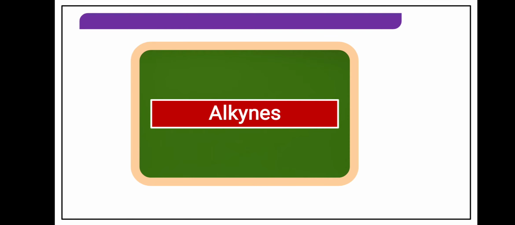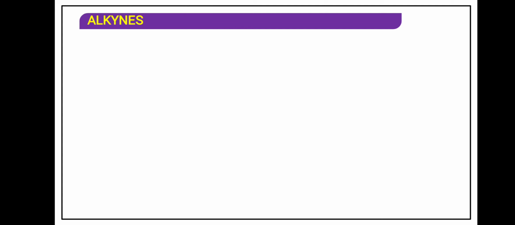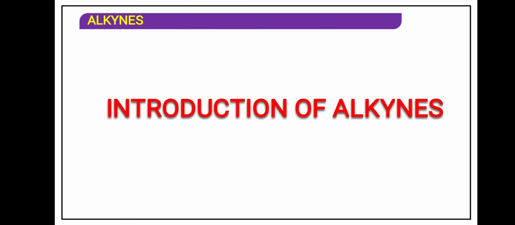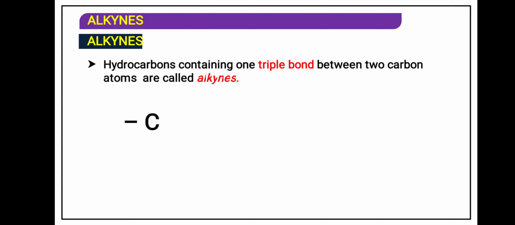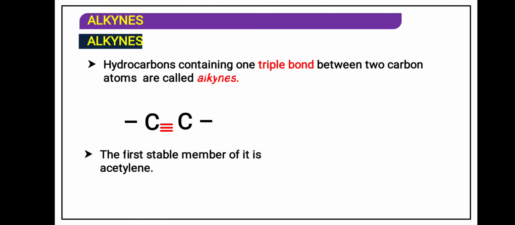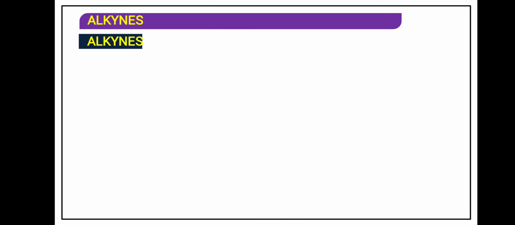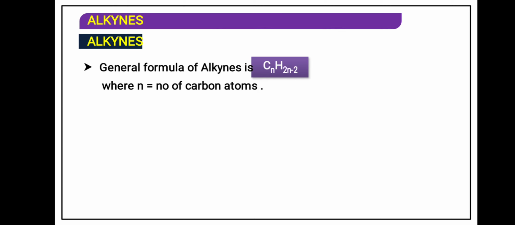Alkyne, YNE, that is carbon-carbon triple bond. So let's see the introduction. A hydrocarbon consisting of at least one triple bond is said to be an alkyne. The first stable member of it is acetylene, that is CH triple bond CH. The general formula for alkyne is CnH2n minus 2, where n is the number of carbon atoms starting from 2, 3, 4, 5 and so on.